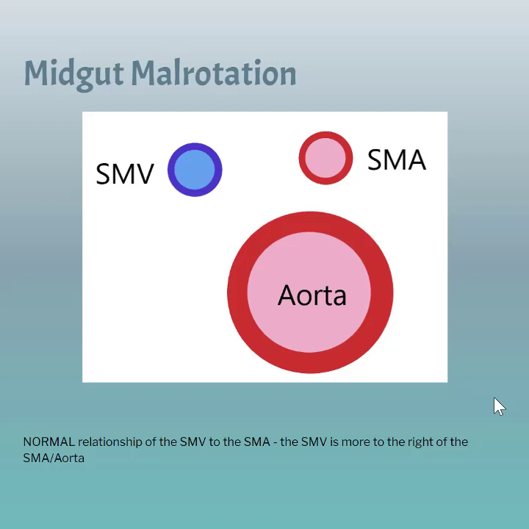Let's take a quick look then at what the normal relationship of the SMV and SMA are to one another. In the normal patient, we have the aorta, which sits a little bit more to the left of the body. SMA travels right above it. So we do see the SMA more towards the patient's left. And I want to remind you, these pictures are anatomical, not ultrasound. So SMA and aorta hang out more to the left, and to the patient's right, we should see the SMV. So this is the normal setup.